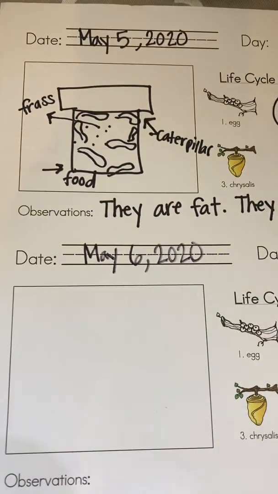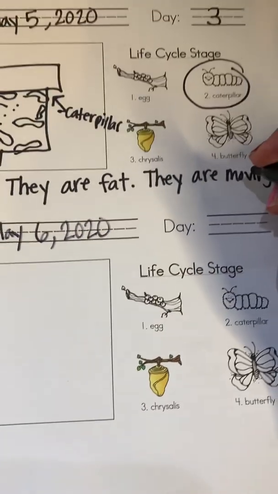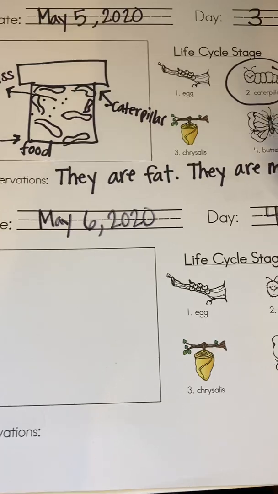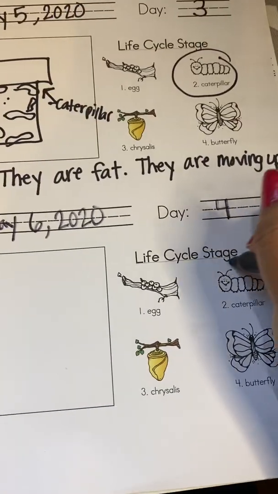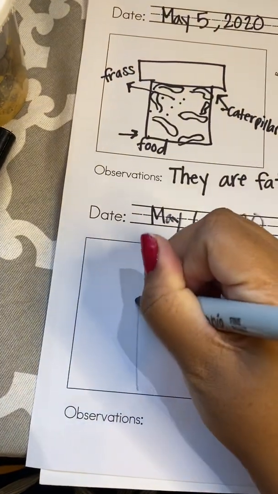And that's our G's birthday today. And so today's going to be day 4, because remember yesterday was day 3. So here's day 4. And then you can either circle or color. They're still caterpillars. And then you're going to draw it.